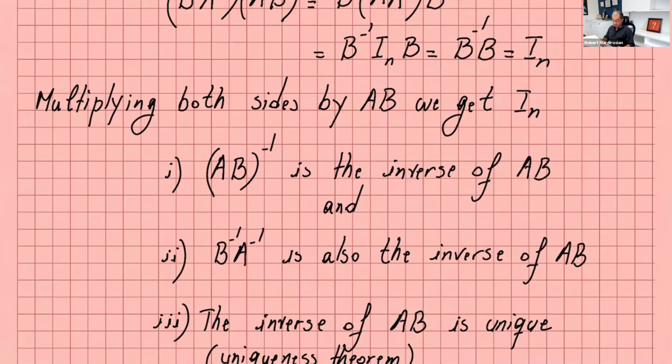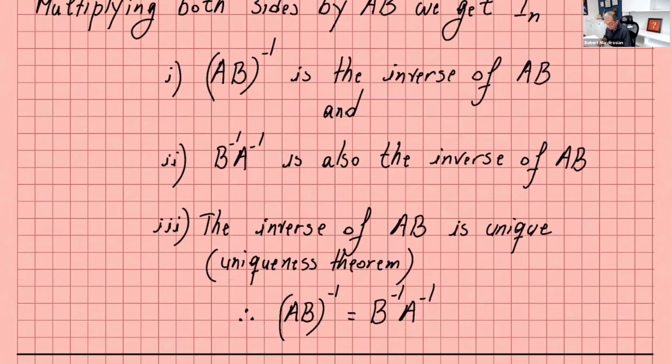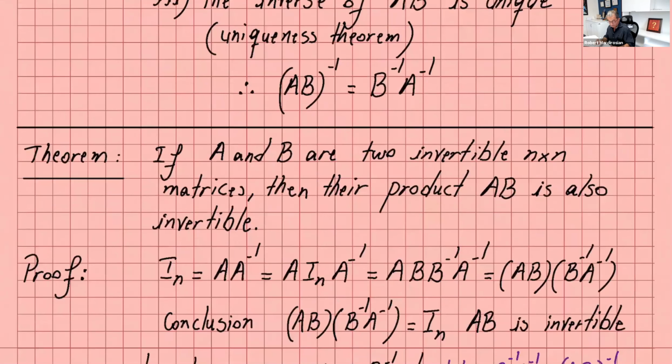So let's write the conclusion. (AB)⁻¹ is the inverse of AB, and B⁻¹A⁻¹ is also the inverse of AB. We proved that. So the inverse of AB is unique, and that's from the uniqueness theorem. Therefore, we can say (AB)⁻¹ equals B⁻¹ times A⁻¹. If you want to put QED here, you're more than welcome to do that.